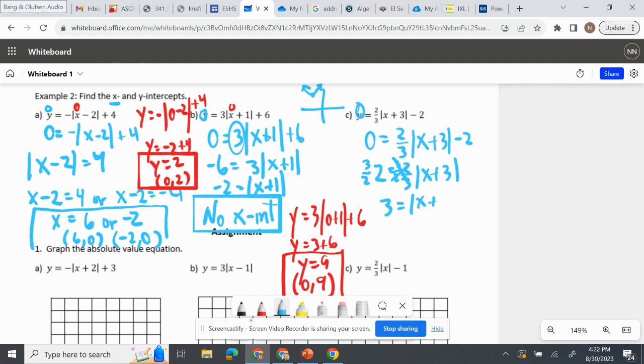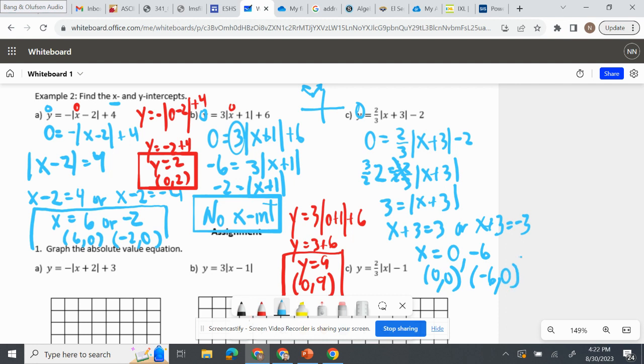And then I'm going to get two answers. One where x plus 3 equals 3. The other one where x plus 3 equals -3. I subtract the 3 and I get x equals 0. I subtract the 3 and I get -6. Or I could write it as (0, 0) and (-6, 0).